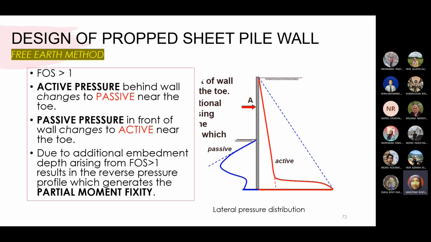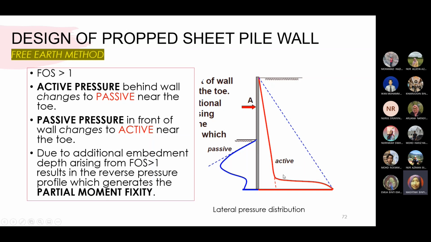Okay, in this case we consider the factor of safety must be equal to 1 or more than 1. So in any geotechnical applications, for example retaining wall or slope stability, the factor of safety must be equal or more than 1. So that will be considered, or we can say that the structure is safe. So the active pressure behind the wall changes to the passive near the toe.